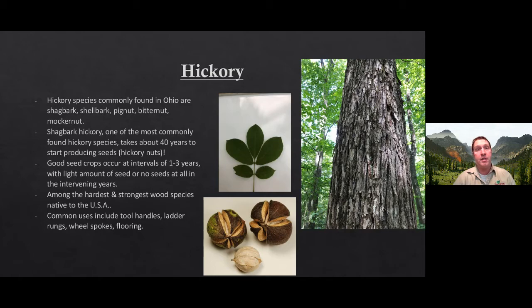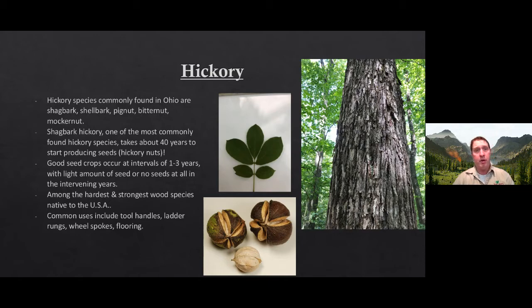And it's a very dense wood. Anybody that's ever done any woodworking knows just how dense hickory lumber is. And because it's so dense, its common uses are for tool handles, ladder rungs, wheel spokes, and flooring. And the branching structure on the hickory is alternate. So it's a staggered branching structure. On a given limb, you won't have two twigs right across from each other.